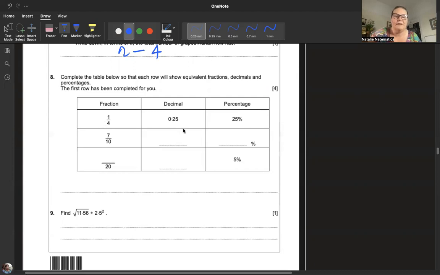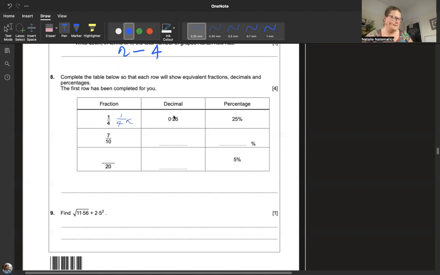So 1/4 is 0.25 is 25%. Now, what I want to do is highlight something to you. See here, we've got 1 under a line and then 4. What does that line actually really mean? Have you ever thought about what that line means? Because actually, that line means divide by.